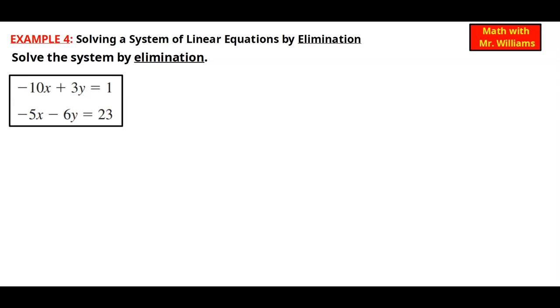Math with Mr. Williams, example 4, solving a system of linear equations by elimination. Solve the system by elimination. So we have two equations. We have negative 10x plus 3y equals 1, and negative 5x minus 6y equals 23. Let's go ahead and write down our equations.